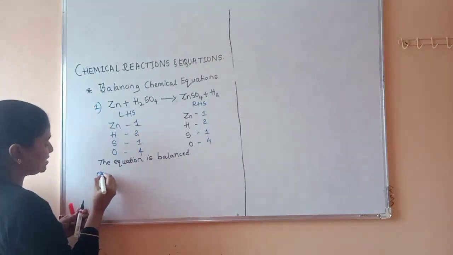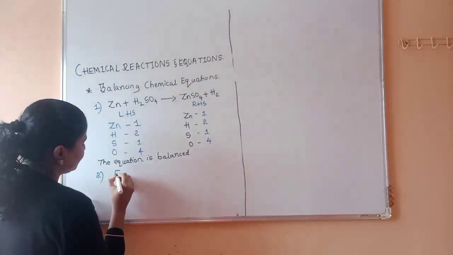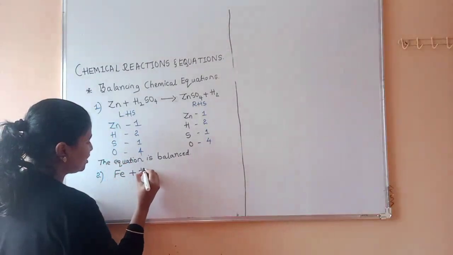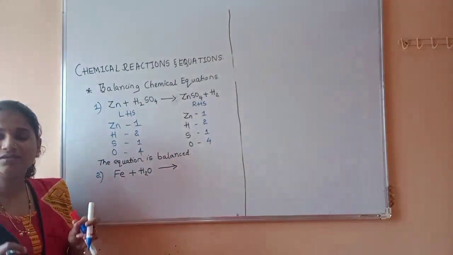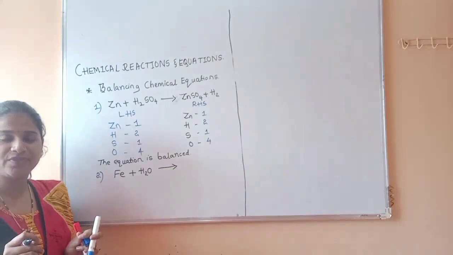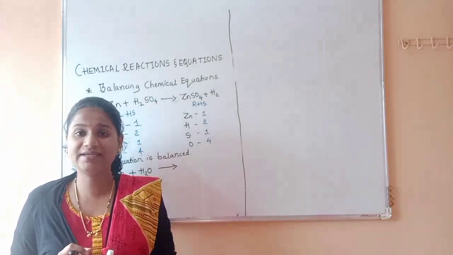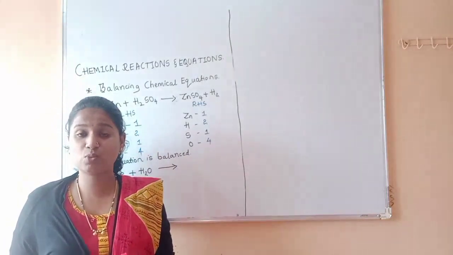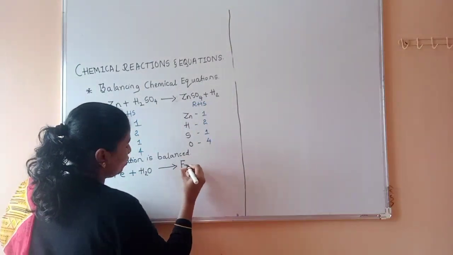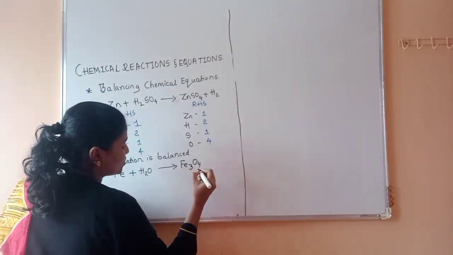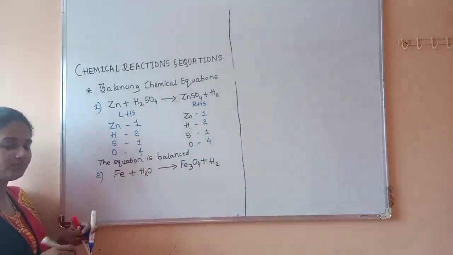Now let us take the second example: iron reacts with water, Fe plus H2O. Iron reacts with water. What is formed? Iron oxide is formed, and the formula of this iron oxide is Fe3O4, with the liberation of hydrogen. This is the equation.